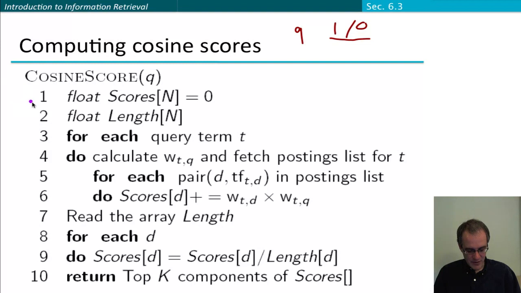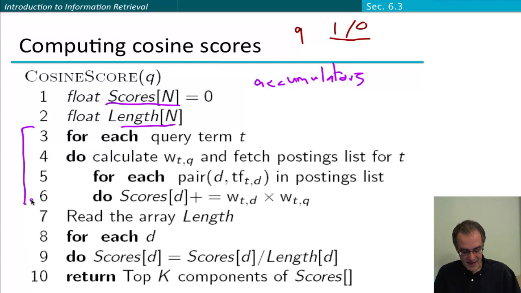Okay, so given that background, what do we do? We start off by having a scores array for all documents, which we set to 0. We're going to accumulate in here the score of a document for different query terms, and these scores are often referred to as accumulators. We're also going to have another array for the lengths of the different documents. Then we go through each term in the query, the query term weight is just going to be 1, and we fetch the postings list for that term.